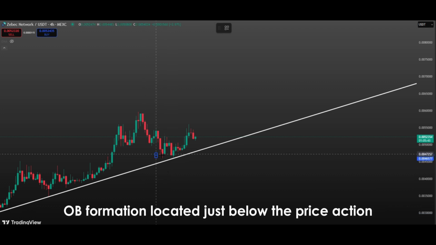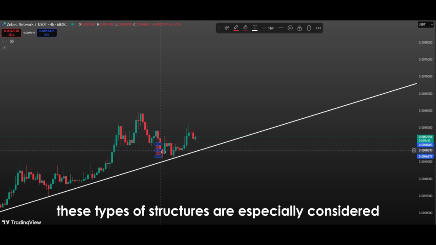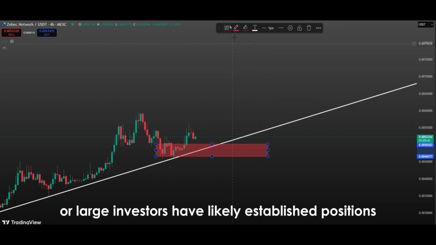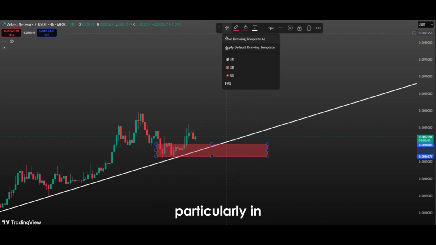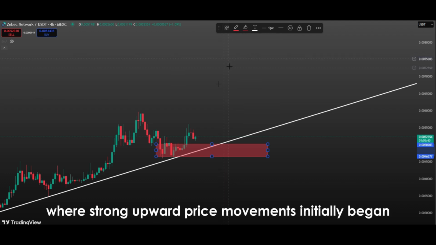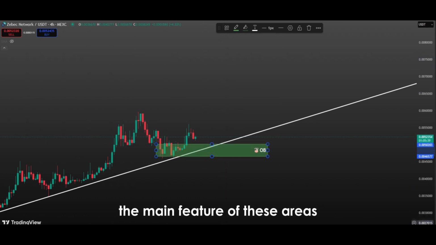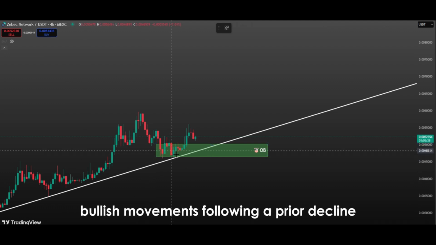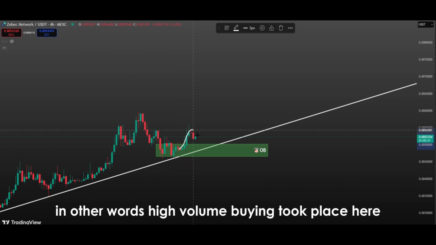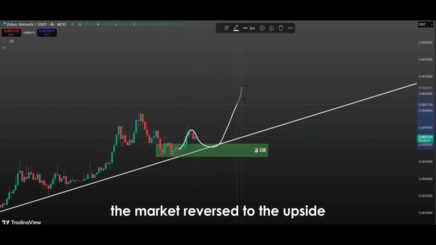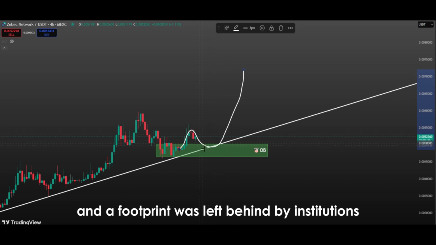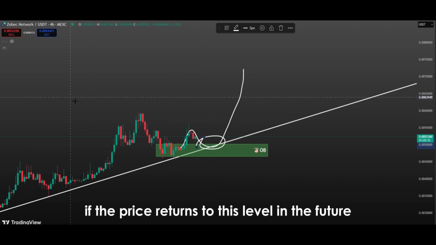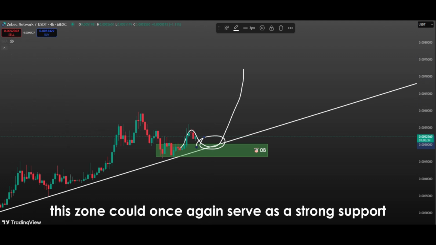When we examine the current structure on the chart, we can see a significant bullish order block (OB) formation located just below the price action. These types of structures are especially considered critical areas where institutional or large investors have likely established positions, particularly in zones where strong upward price movements initially began. The main feature of these areas is that they mark the starting point of sharp bullish movements following a prior decline. In other words, high-volume buying took place here, the market reversed to the upside, and a footprint was left behind by institutions. This means that if the price returns to this level in the future, this zone could once again serve as a strong support.